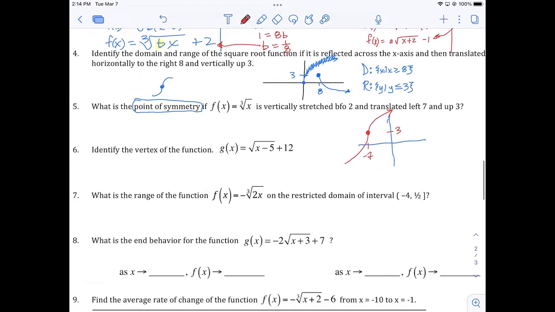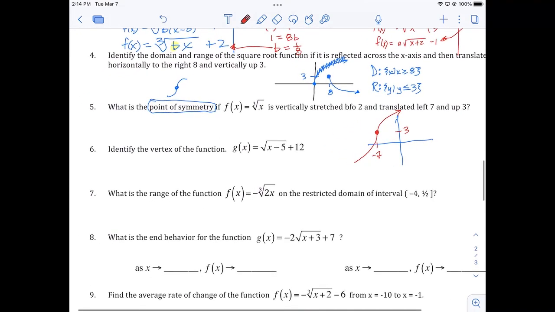Could you have figured this answer out without sketching it? Yes. Maybe. If you know what the point of symmetry is, right? Negative 7 to the left, 3 up. It's like the same thing with the vertex of the parabola. We just follow it around.